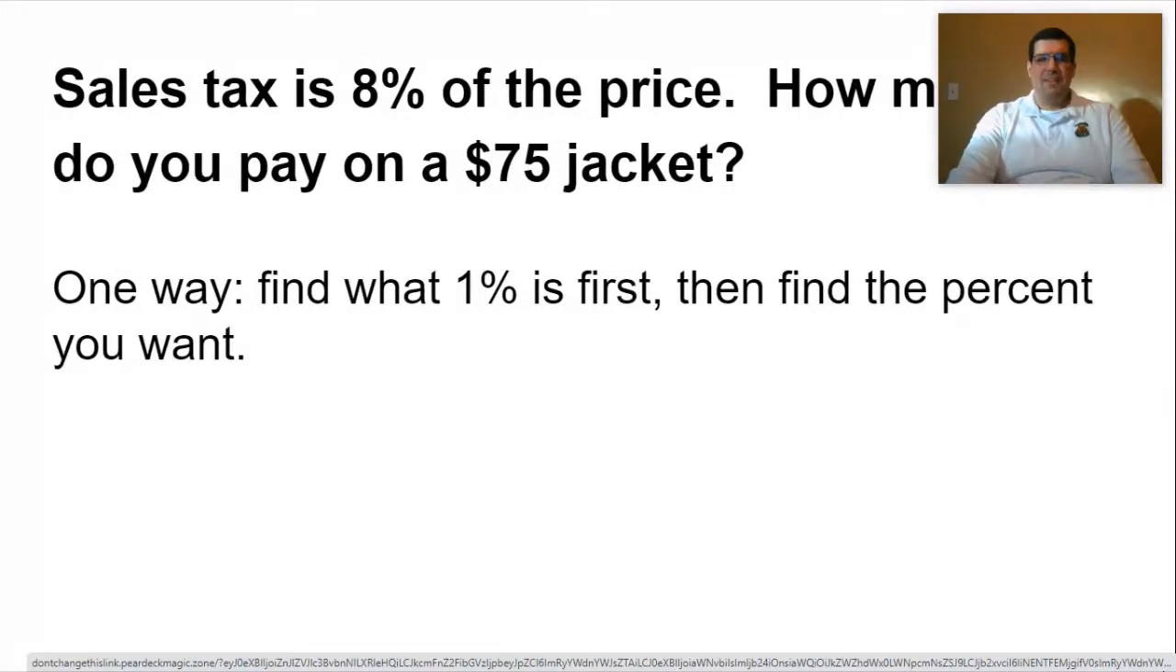One way to find this is to find what 1% is first, and then find the percent you want. So to do that, 1%, remember, means 1 out of 100, or 100th. And if you take that $75 and you split it into 100 equal parts, each part would be 1%. What math operation am I describing if I split something into equal parts? Think about that. Pause the video, finish writing if you need to, and then come back.